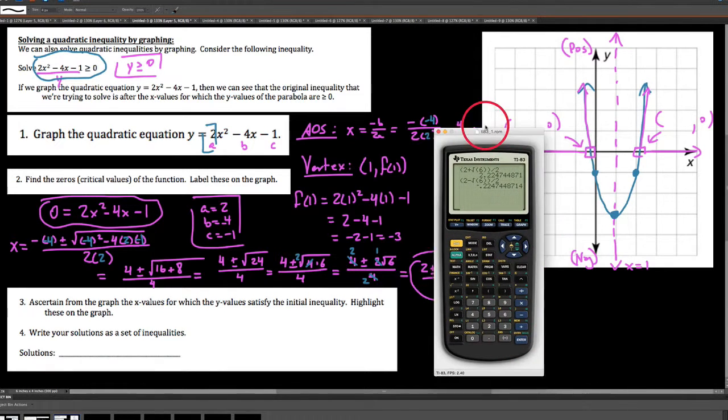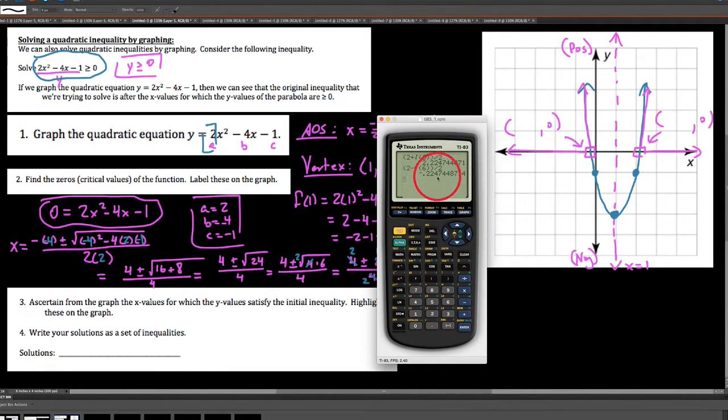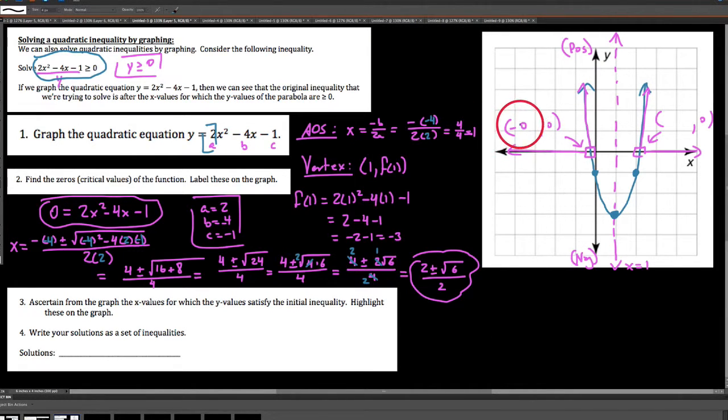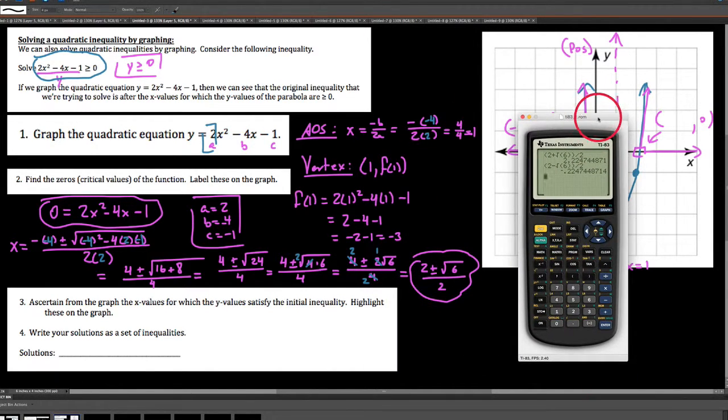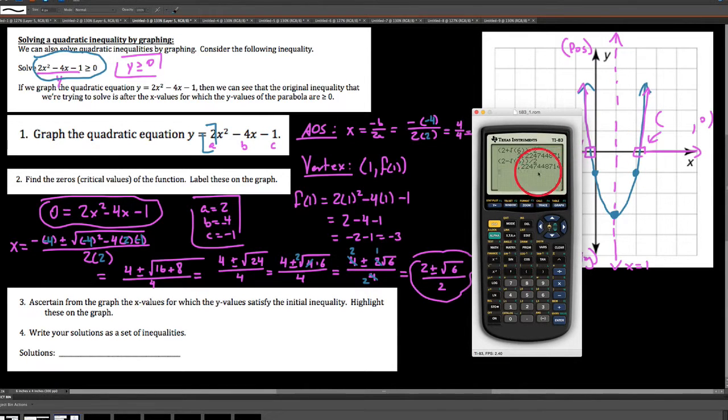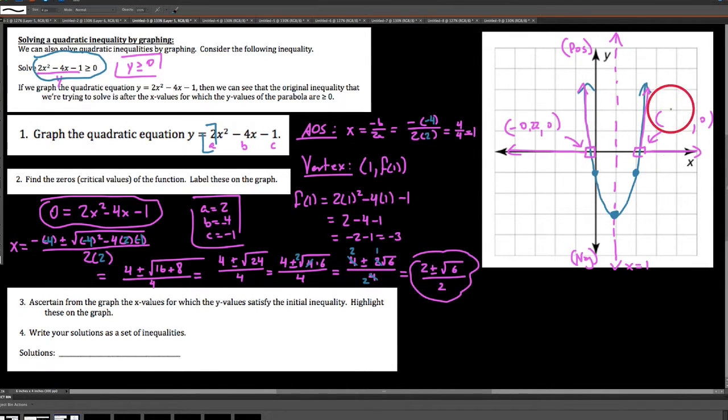So it looks like we get 2 decimal values here. The one on the left is negative about 0.22. So we get about negative 0.22 approximately. And then on the right side, this other 0 over here, I'll get this out of the way, it looks like about 2 and some change. Well, it comes out to be 2.22-ish. So about 2.22.